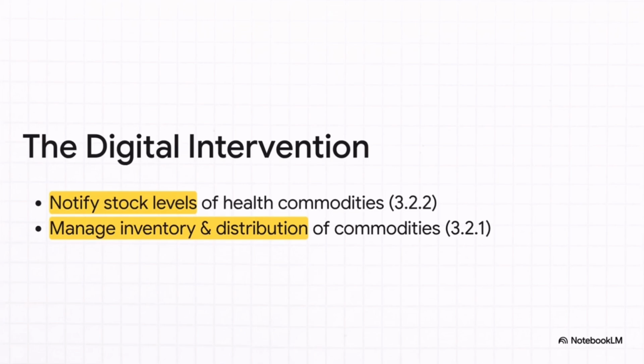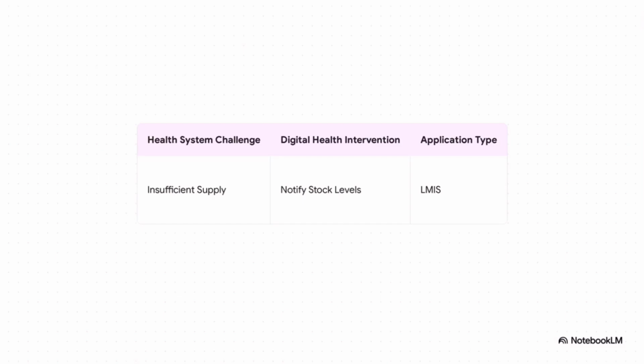And digital tools can tackle this head-on. By using interventions that can notify stock levels and manage inventory, health managers can literally watch their supply chains in real time. They can spot a potential shortage and fix it long before a shelf ever runs empty. Now, this requires a very specific, purpose-built kind of application. You can't just use any old app for this. The problem of stockouts is solved with interventions like inventory tracking, and those are delivered through what's called a Logistics Management Information System, or an LMIS. This is literally the digital backbone of the entire medical supply chain.